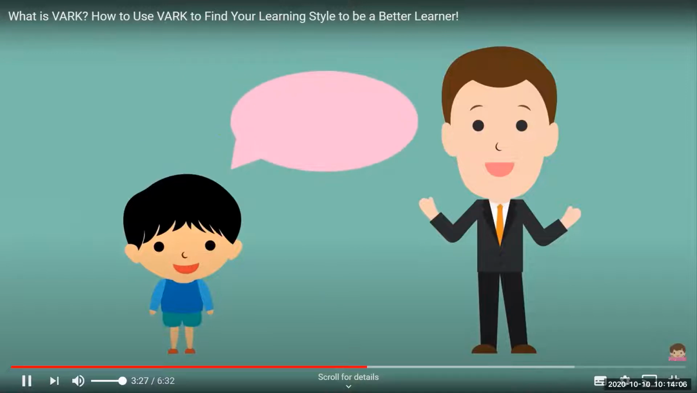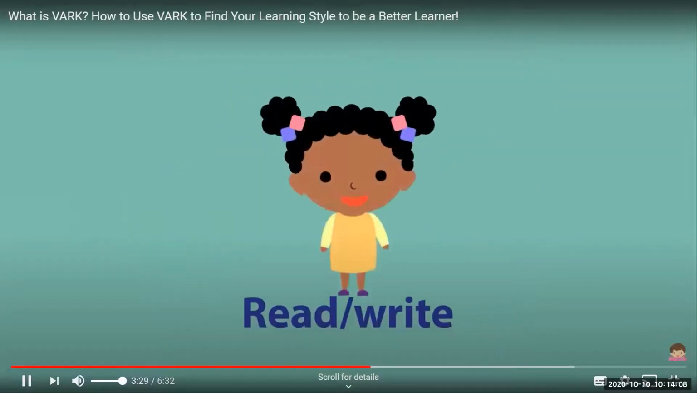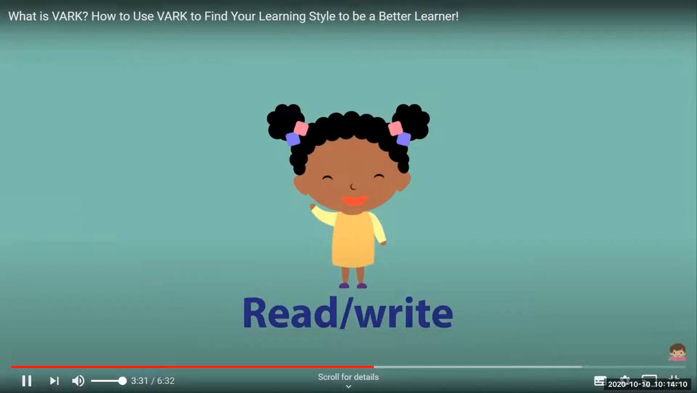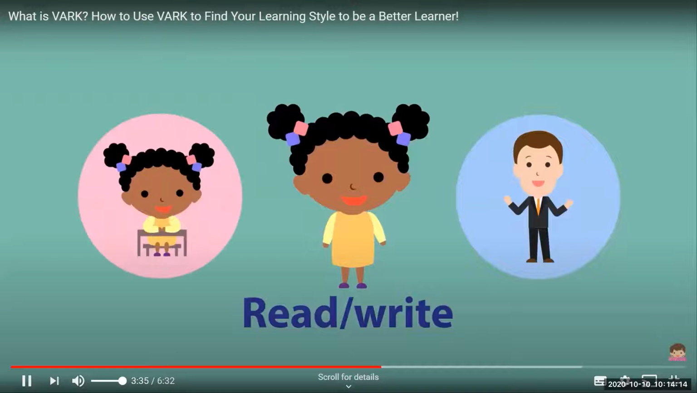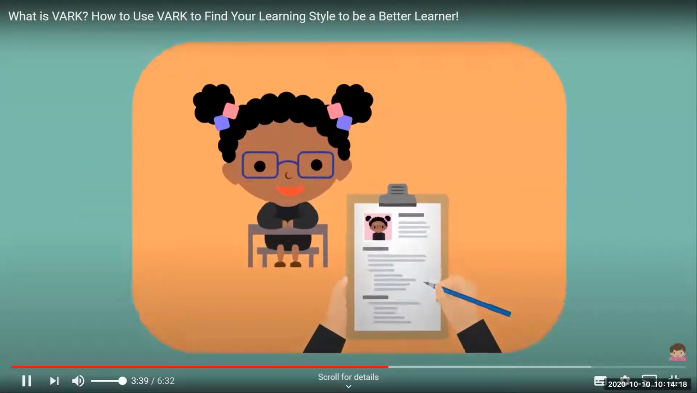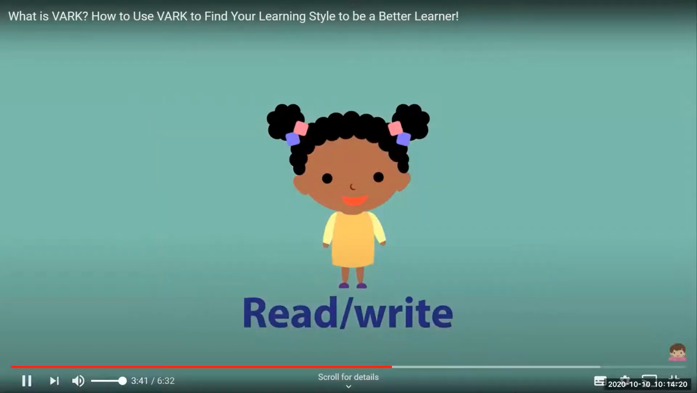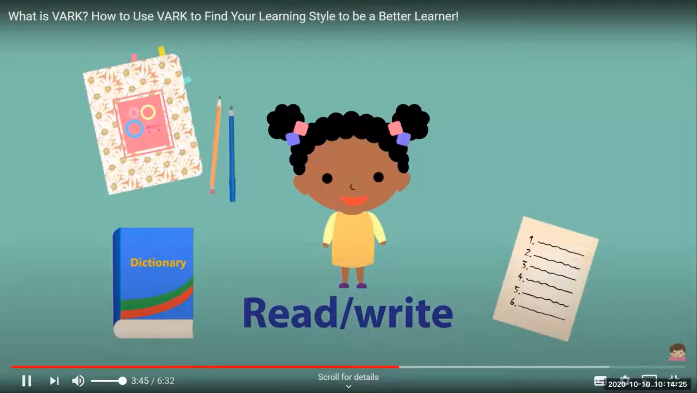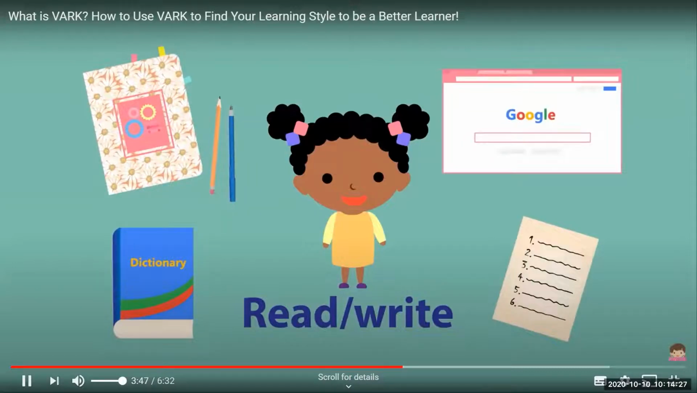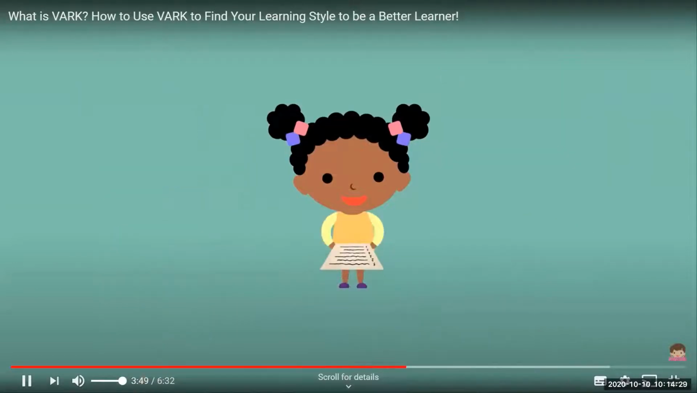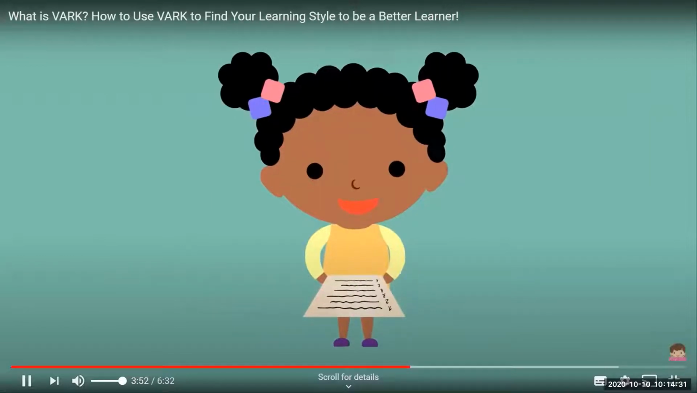Our read-write learner prefers information displayed in words. This is a common modality amongst teachers and students, and being able to read and write well is often a trait that is looked at when graduates are applying for jobs. Read-write learners do well with learning from lists, diaries, dictionaries, and from the internet, among others. By giving our student a written list of directions, they will be able to understand more easily how to get to the post office.